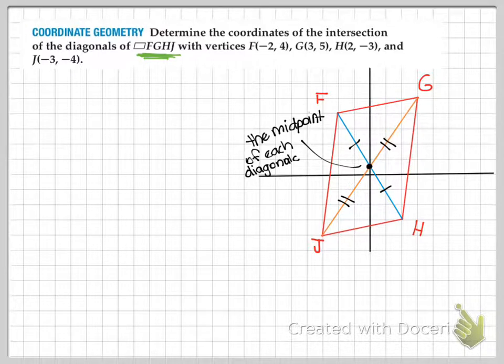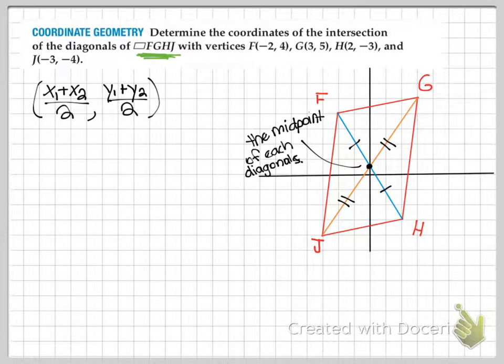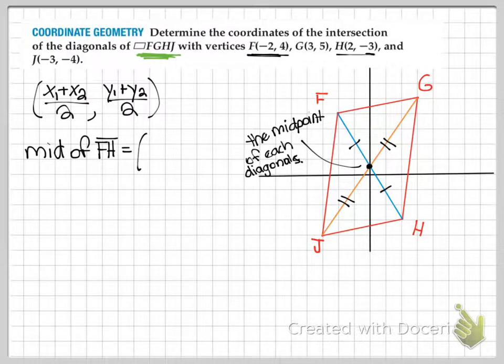So we have a formula for midpoint. That formula is x1 plus x2 over 2, comma, y1 plus y2 over 2. So if I can find the midpoint of one of those diagonals, I know where that point of intersection is. So let's find the midpoint of FH. Okay, so I need to plug in what I know. Here's point F, here's point H.